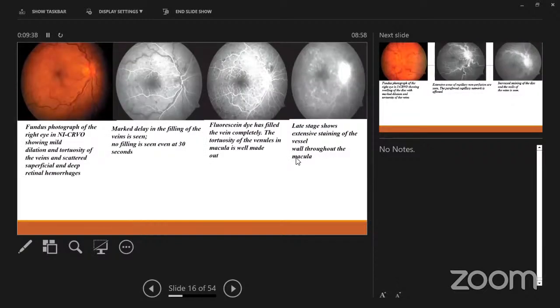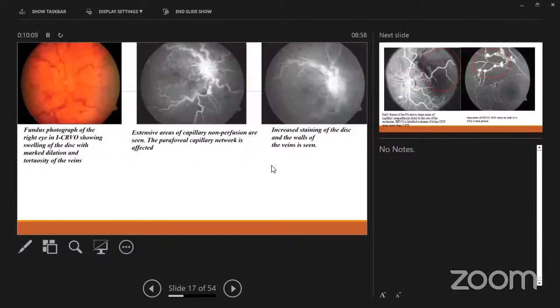Here we can see the fundus photograph of non-ischemic CRVO showing mild dilatation and tortuosity of the veins and scattered superficial and deep intraretinal hemorrhages. In the initial phase of the angiogram, there is no filling seen even at 30 seconds, and there is a marked delay in the filling of the veins. As the angiogram progresses, the fluorescein dye fills the veins completely. Tortuosity of the venules is well made out. In the later stages, we can see extensive staining of the vessel wall throughout the macula because of the stasis in the veins.